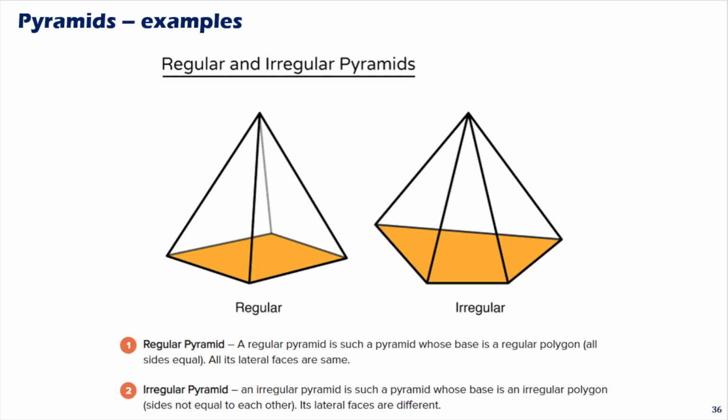Okay, next, the difference between regular and irregular pyramids. A regular pyramid is a pyramid whose base is a regular polygon, for example, an equilateral triangle, square, or regular pentagon, which means all sides are equal. All its lateral faces are the same. An irregular pyramid is a pyramid whose base is an irregular polygon, which means sides are not necessarily equal to each other. Its lateral faces could be different.